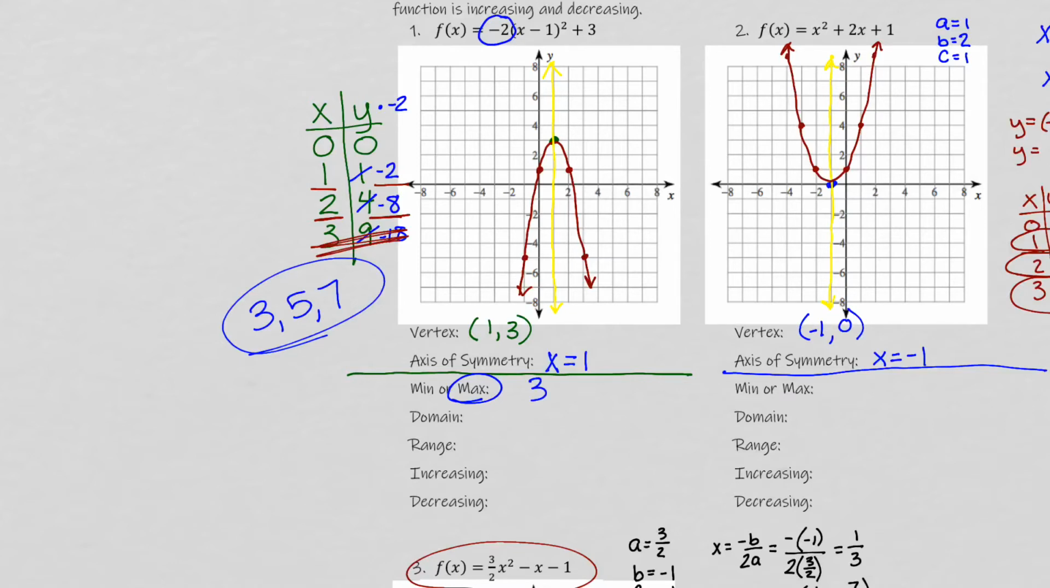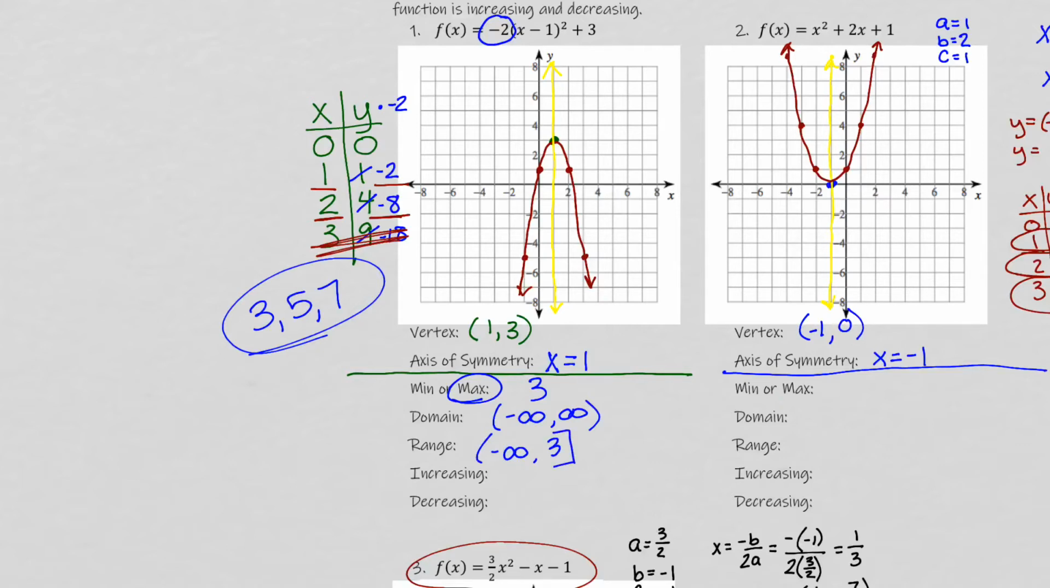Okay, the domain, how far left to how far right? Well, it has the arrows on the end, so it's all real numbers, which is negative infinity to infinity. The range, how far down to how far up? Well, it goes down forever, so negative infinity, and it goes up to y being 3.